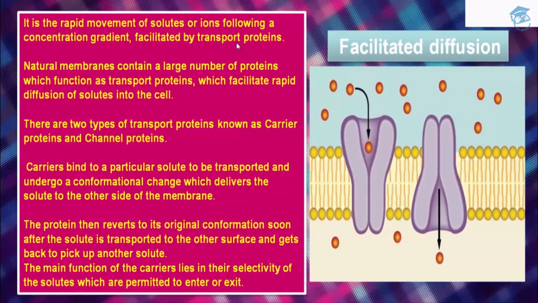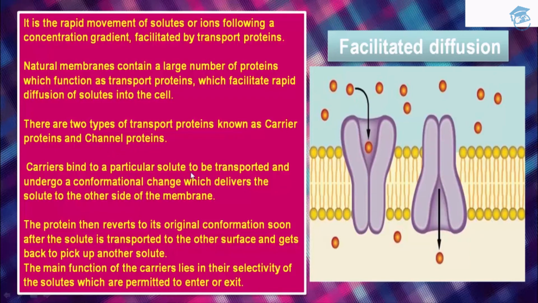Okay, and the natural membrane contains a large number of proteins which function as transport proteins, which facilitate rapid diffusion of solute into the cell. Okay, this way it facilitates rapid diffusion of solute into the cell. There are two types of transport proteins. See, these are the transport proteins, okay, the purple ones. There are two types of transport protein. First is carrier protein and second is your channel protein.